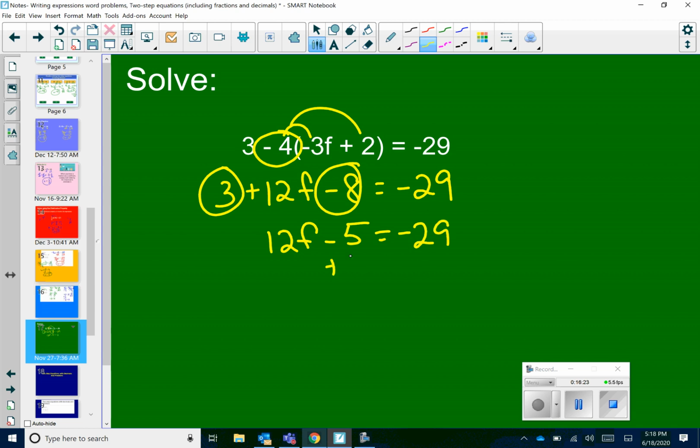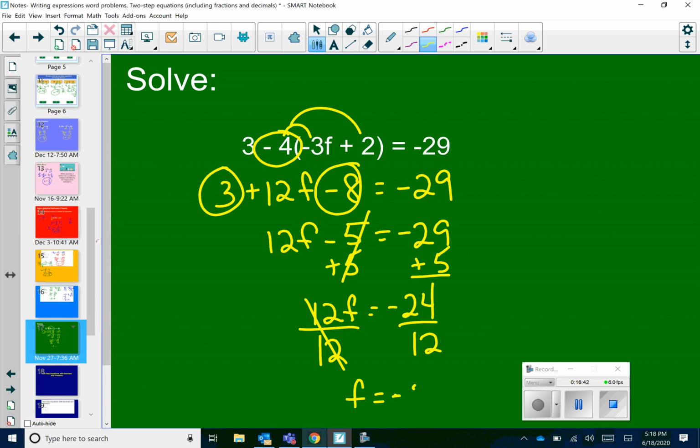And then I'm going to add 5 on both sides. 12f equals negative 29 plus 5, which is going to leave me with negative 24. And then to get rid of my 12, I'm going to divide both sides by 12. And that leaves me with f equals negative 2.